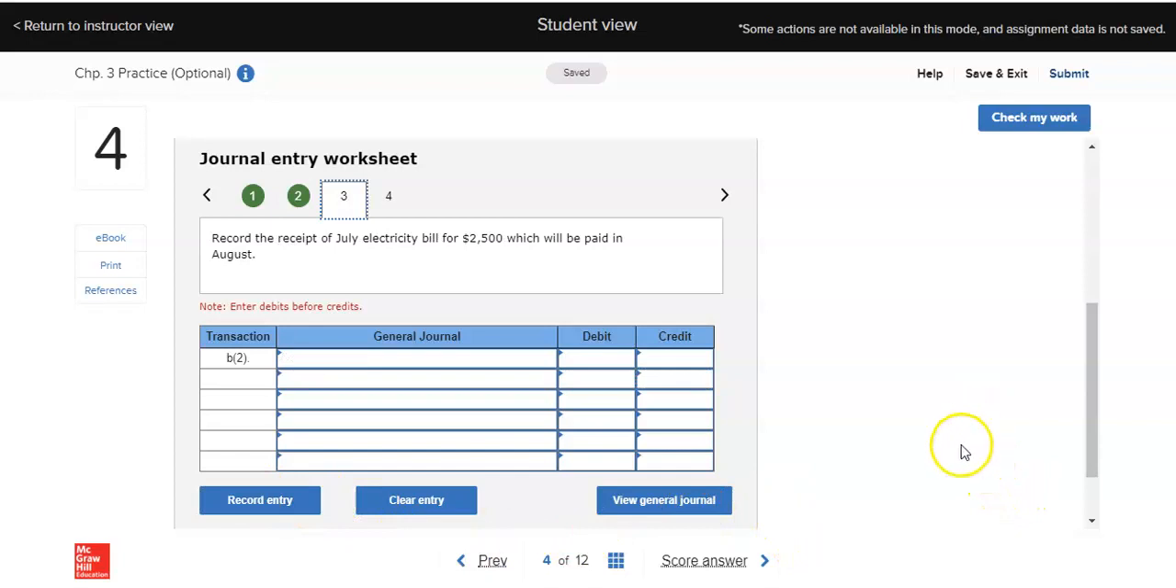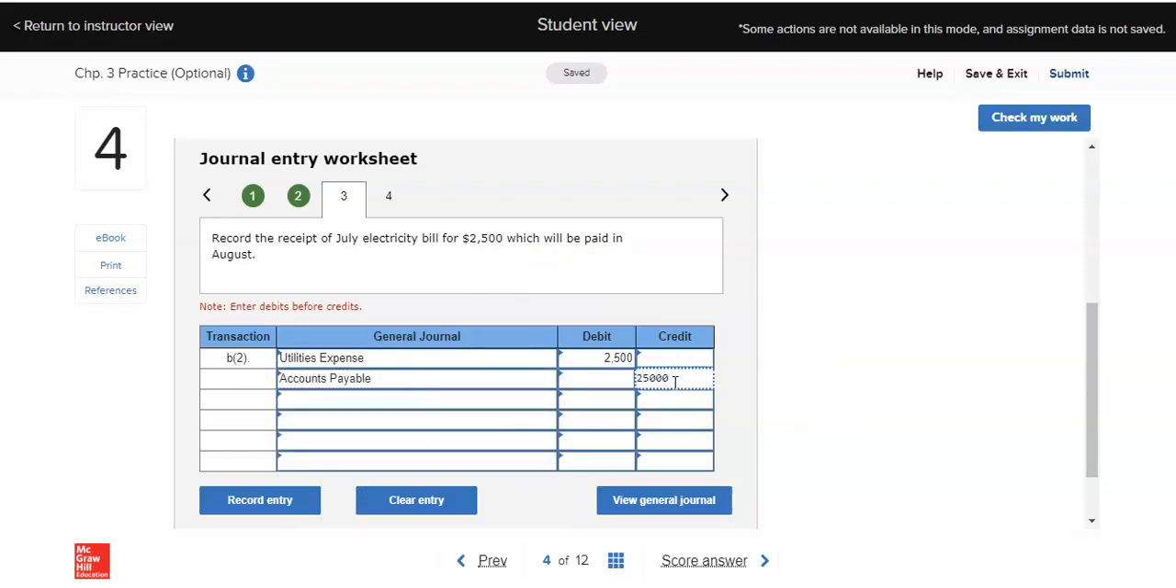Part 2 of Transaction B is to record the receipt of the July electricity bill for $2,500, which will be paid in August. Our question is, did we receive the benefit of the cost during July? Yes, we did. We received the electricity in July, so it should be recorded as an expense in July. Remember, we debit to record expenses because they reduce earnings and retained earnings and stockholders' equity consequently. So we debit to record expenses. What do we credit? Because we're not going to pay this until August, we'll credit accounts payable because we'll be paying it in the future.